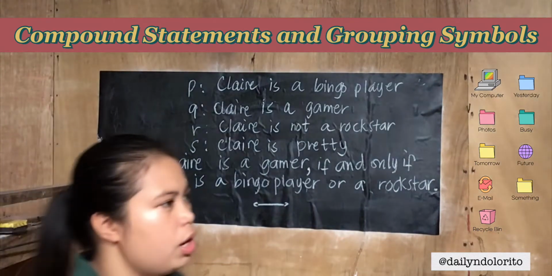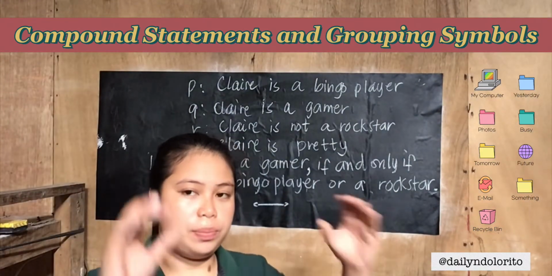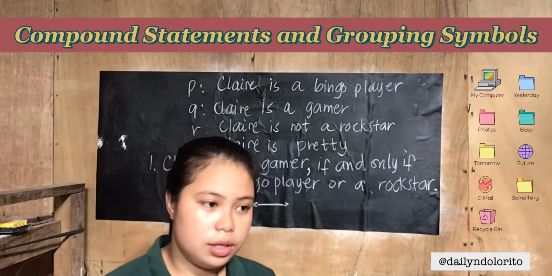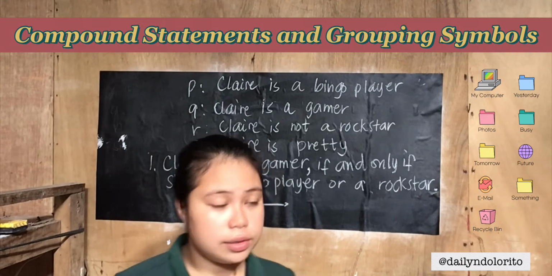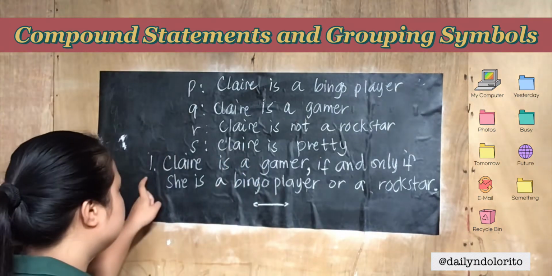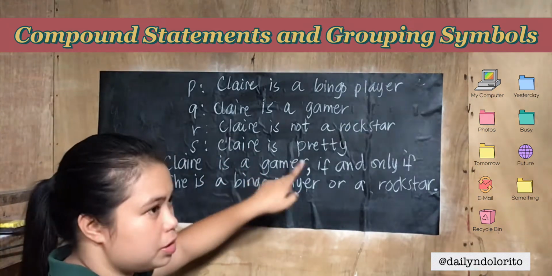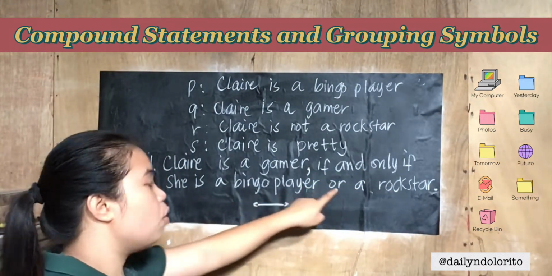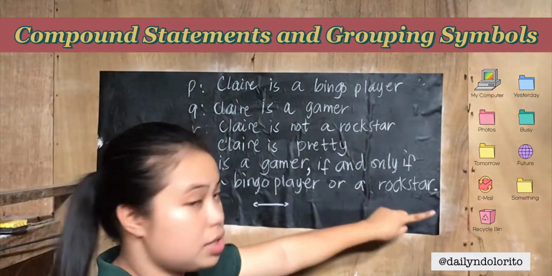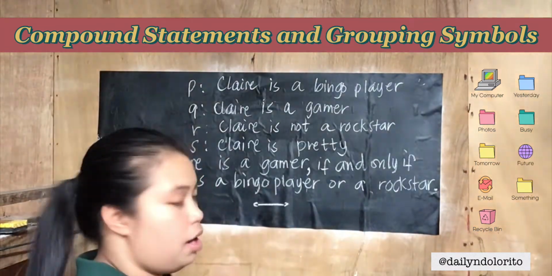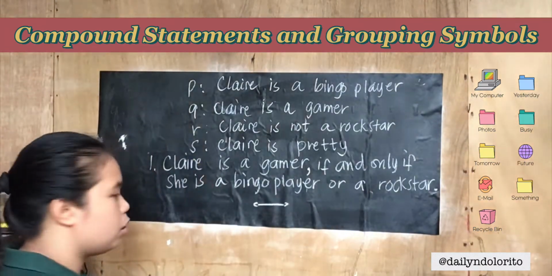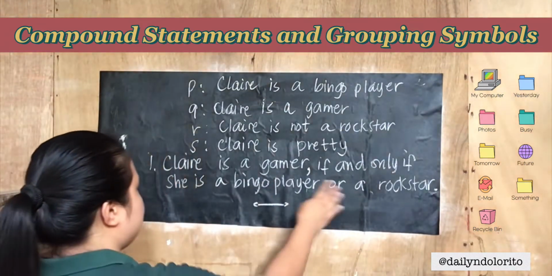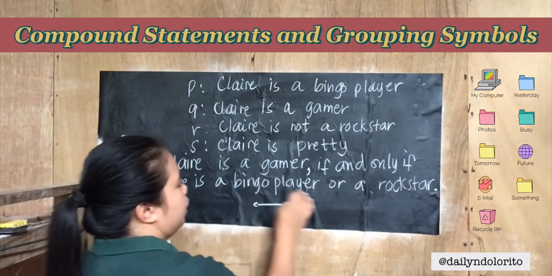Okay, now what you're going to group or put in a parenthesis are those sentences which are grouped together, connected by "and" or "or." In this case, "Claire is a gamer" is just one, if and only if she is a bingo player or a rock star. So obviously, the sentence that we're going to put in a parenthesis is the second one, which is "she is a bingo player or a rock star."